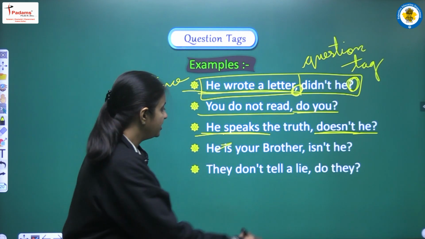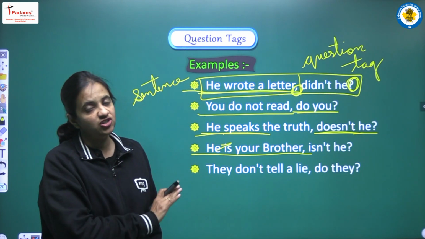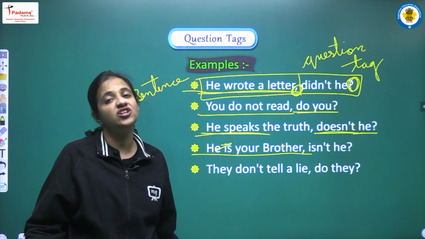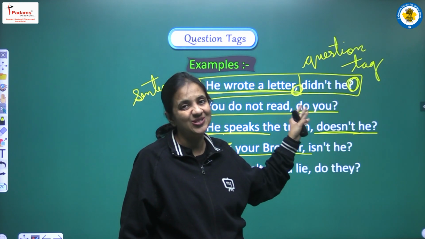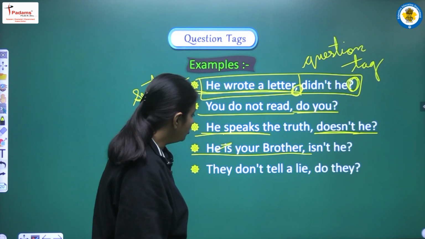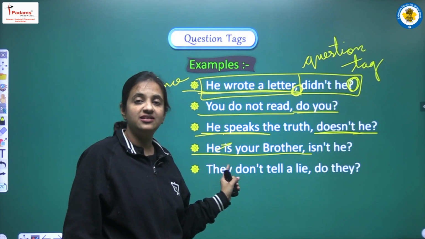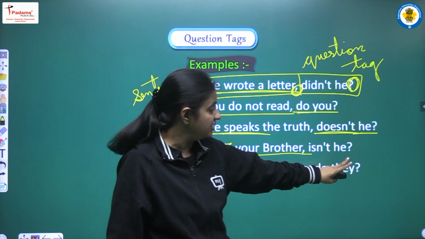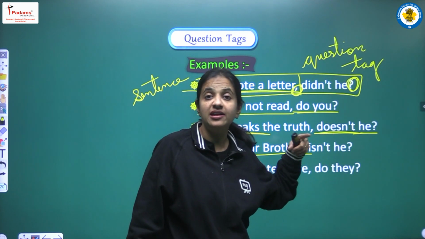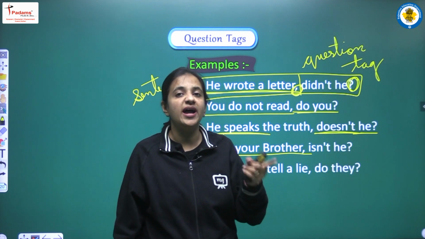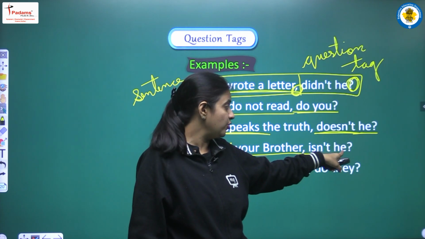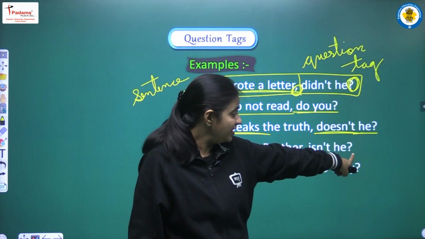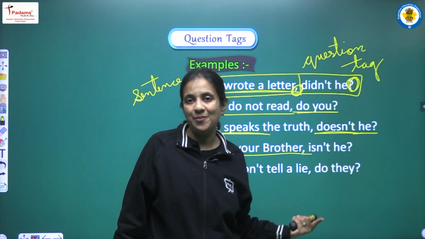Next is: he is your brother, isn't he? So this is the sentence, "he is your brother". This much of the sentence we will have in our examination. This is the first part. Now we have to add the second part, that is known as the question tag. Now we have "is" in the sentence, so we will use the same auxiliary, and we have to make a negative tag here. So we write is plus not, that is "isn't", and one pronoun, that is "he", and after that we have to use one question mark.